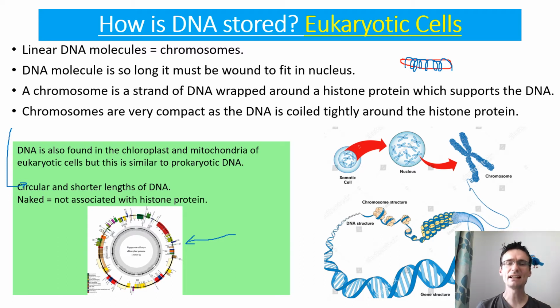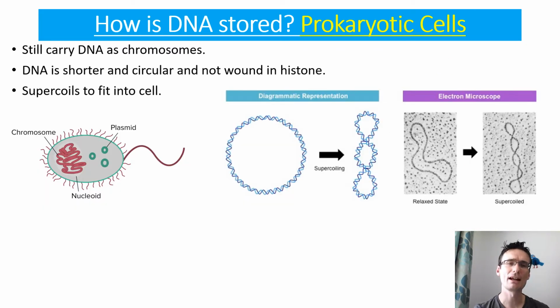It is naked DNA, so it's not associated to histone protein, and it's much smaller lengths of circular DNA. So very similar to plasmids and chromosomal DNA in prokaryotes. If we do look at prokaryotes, we still need to understand that prokaryotes technically still have chromosomes. It's naked DNA, so the DNA is shorter and circular and is not wound to a histone protein.